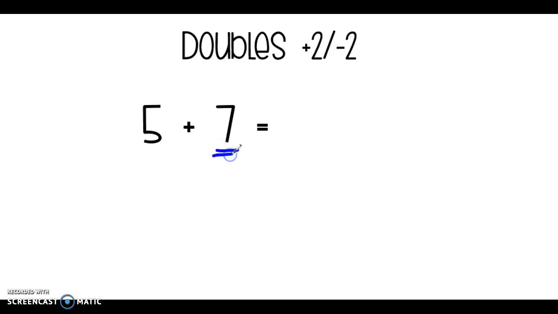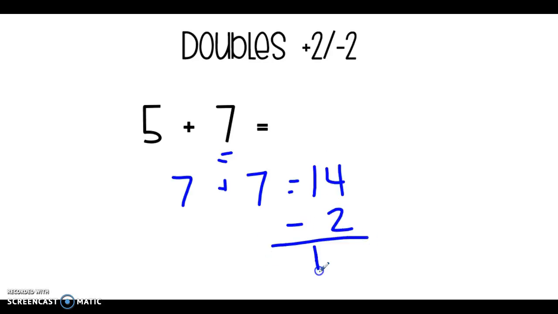The same goes for minusing 2, so doubles minus 2. I would start with the bigger number. I would start by doing my 7s as my double. 7 plus 7 equals 14. 5 is 2 less than 7, so I would do my doubles minus 2, which would give me 12.